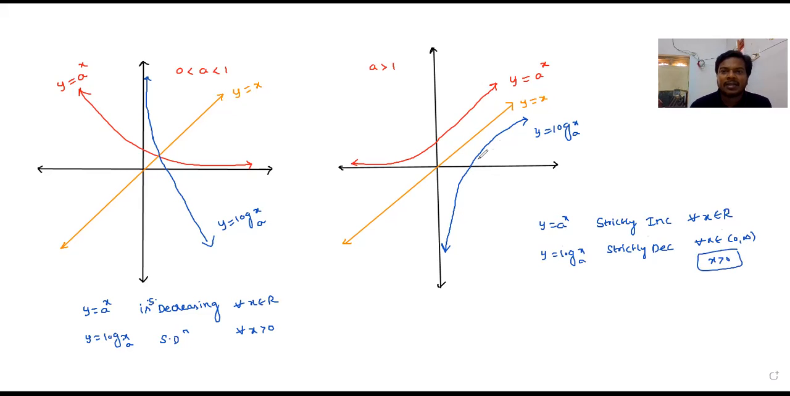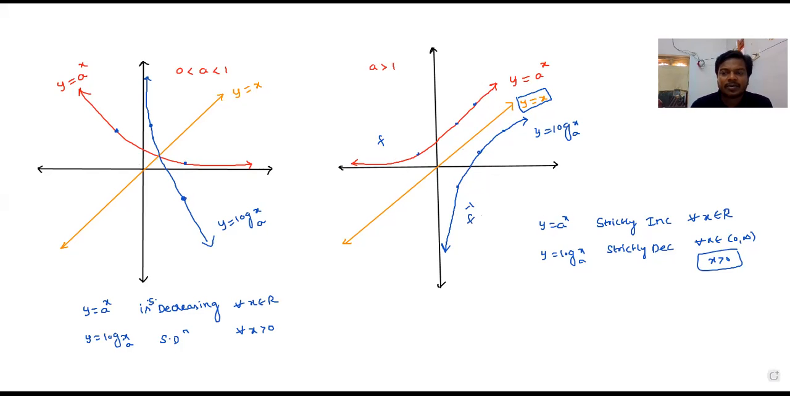And remember, inverse graphs are symmetric about y equal to x. This is y equal to x, right? This straight line. See the points, they are symmetric about y equal to x, right? This is f and this is f inverse. Or if it is f inverse, then it is f. The same way here also, the points are symmetric about y equal to x, right? Here and here. Okay. This is about the exponential function and logarithmic function.